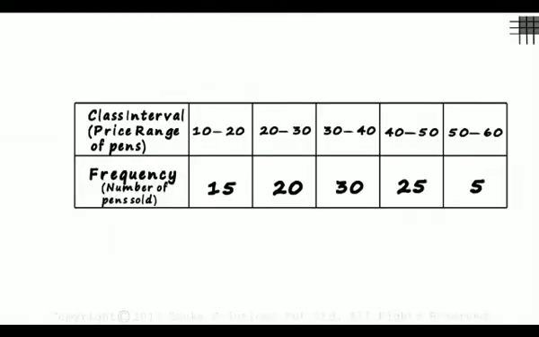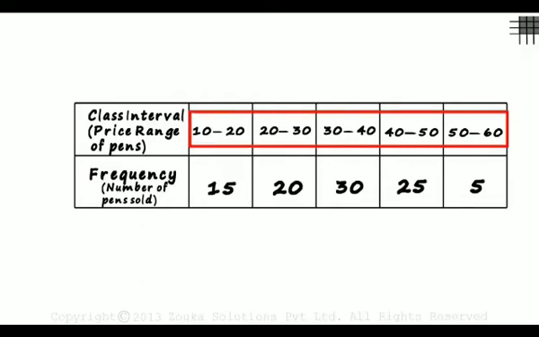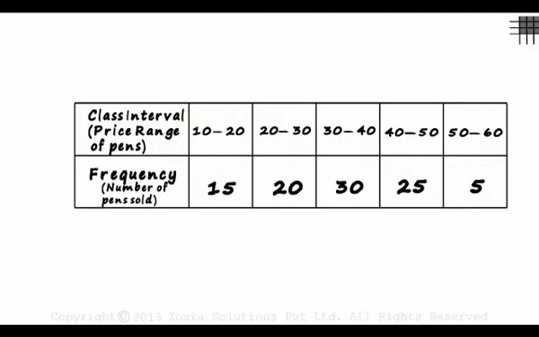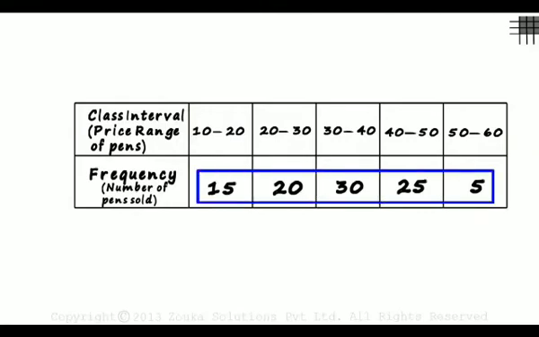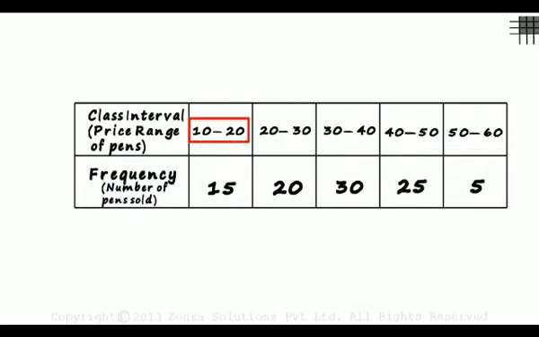In this table, we have two rows. In one, we will have the class interval, which will be the price range of pens. And in the second, we will have the frequency, that is the number of pens sold of each range. So these are the different class intervals that are given. The first range is pens that cost between 10 and 20 rupees.